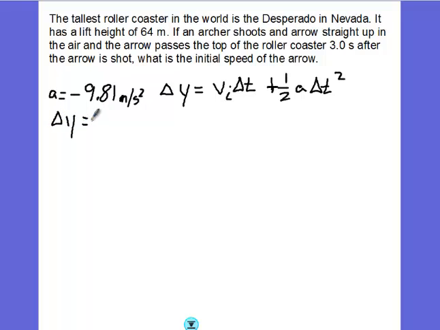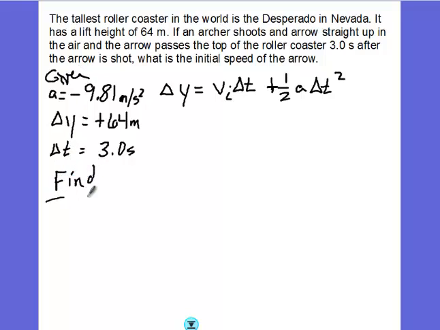We do have the height of the roller coaster. It's 64 or positive 64 meters. And we've got a time of 3 seconds. So those are our givens. And what do we want to find? We're wanting to find this initial velocity.